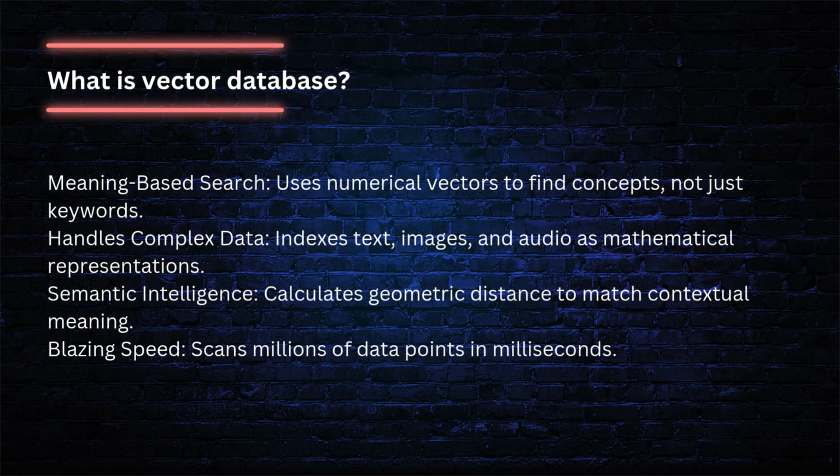What is a vector database? It stores information as numerical coordinates called vectors, so AI can instantly find related concepts based on meaning rather than exact keywords. It provides high dimension storage because it indexes complex data like text, images, or audio by converting them into mathematical representations. It also provides semantic searching as it calculates the geometric distance between these vectors to find data with similar context.